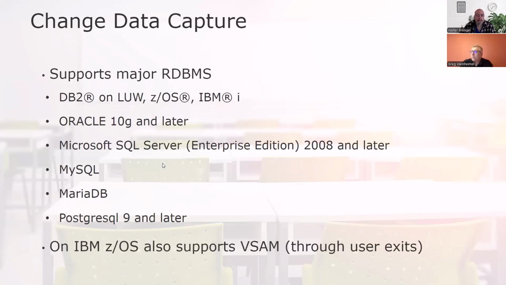Okay, Data Migrator, what do we support? RDBMSs: DB2 on Unix, z/OS, iSeries, Oracle, SQL Server, MySQL, MariaDB, and Postgres. And I'm actually going to be doing my demo against Postgres. For IBM, we also support VSAM through user exits.